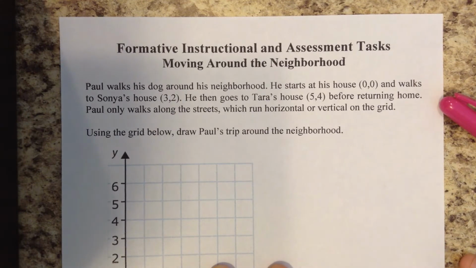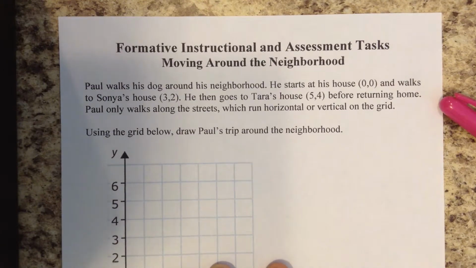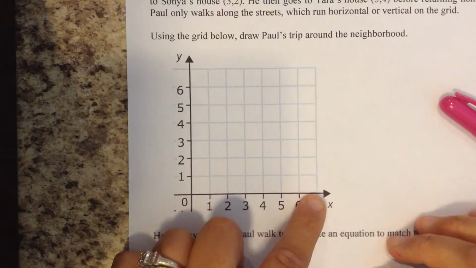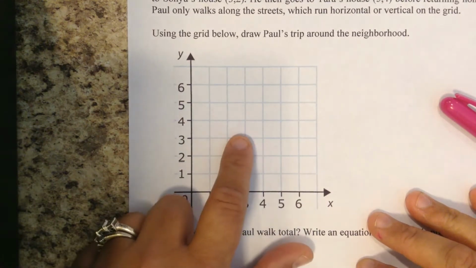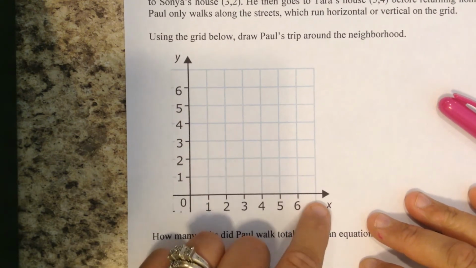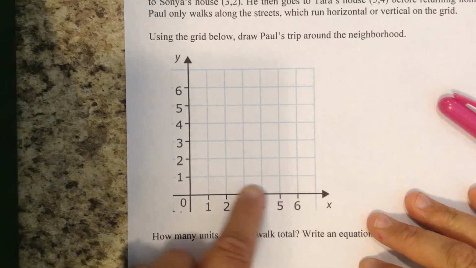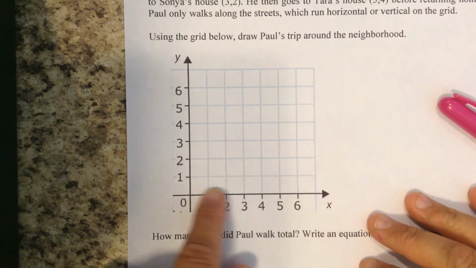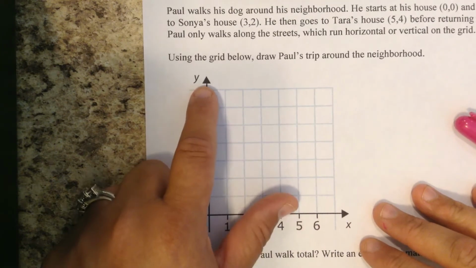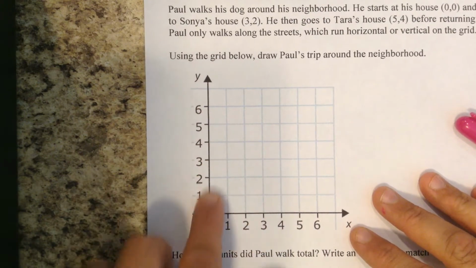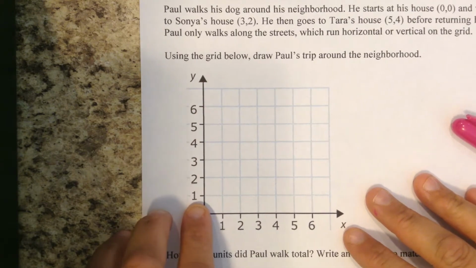Today we are going to graph points on a coordinate plane, and we are going to talk about ordered pairs, and we're going to talk about the x and y axis. This is called a grid. Each square is a unit. Our x-axis is here. It runs horizontal, so it runs side to side. Our y-axis is here. It runs up and down, so it runs vertical.